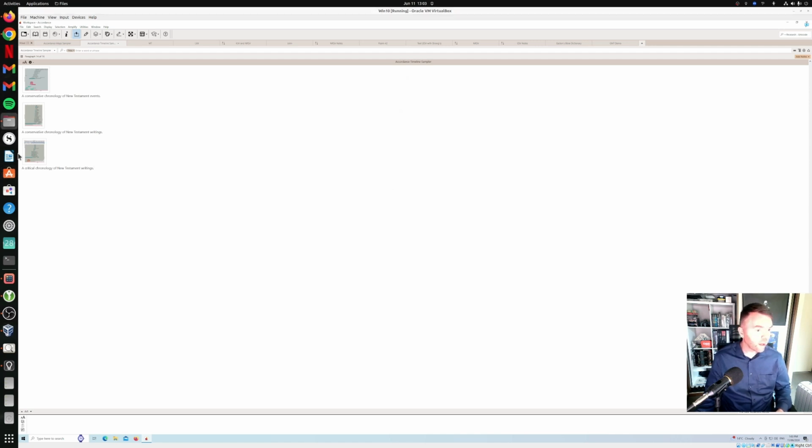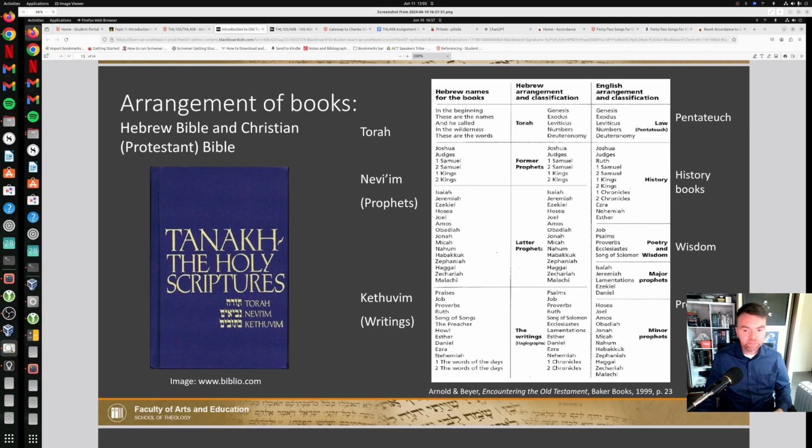So I will show you an image straight from our classes, and this is the arrangement of books in the Old Testament, or the Hebrew Tanakh, and we get that name from the three words, the Torah, which are the first 5 books. This is the law or the teaching. We then have the Nevi'im, the prophets, which are divided into the former prophets and the latter prophets. Note that there are 12 of the latter prophets. And then we have the Ketuvim, which are the writings.